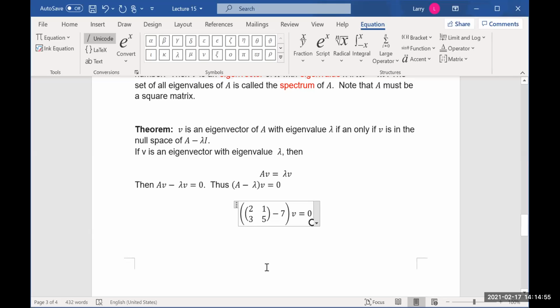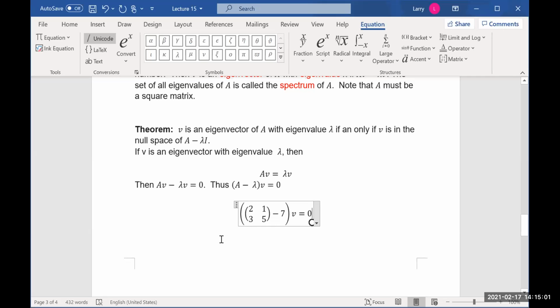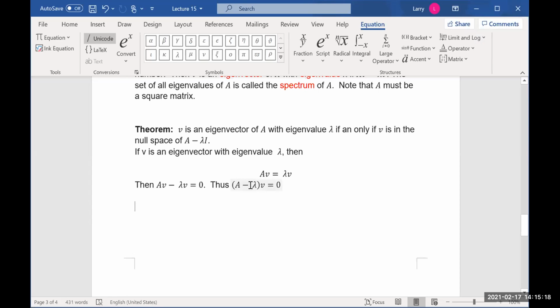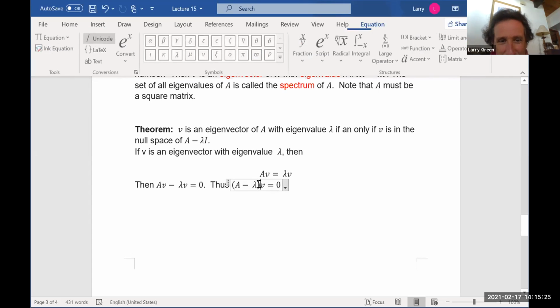All right, tell you what. You tell me what the matrix 2, 1, 3, 5 minus 7 is. Nothing. You can't do it. Do you agree? You can't take a matrix and subtract a number. Do y'all agree with that? Yeah. This is wrong. So you can't do this. So this thus is wrong. But here's what I can do.